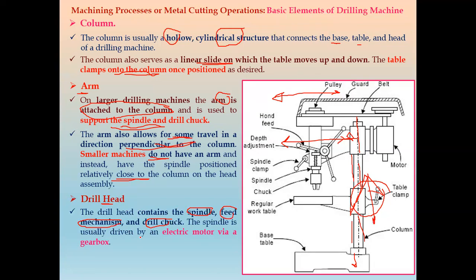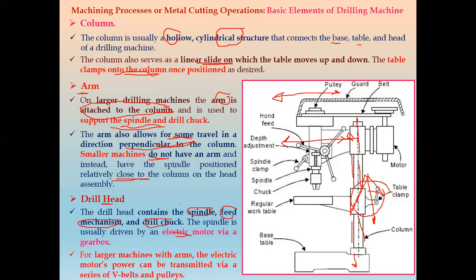The spindle is usually driven by an electric motor by means of a gearbox or by means of a belt drive. Now, for a larger machine with an arm, the electric motor power can be transmitted using a series of V-belts and pulleys. So in a smaller machine, we use a gearbox, and in a larger machine, we use the pulleys and belt arrangement. It consists of a series of V-belts and pulleys so that we can have different variation in the speed of the spindle.